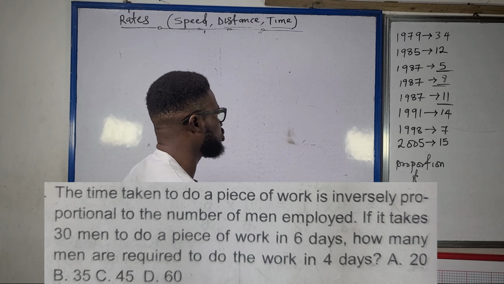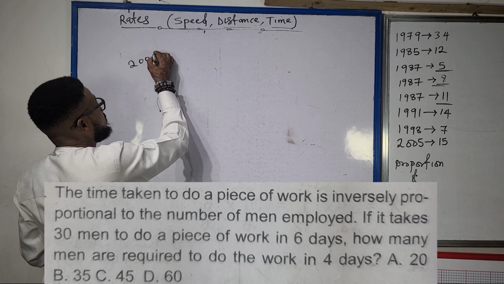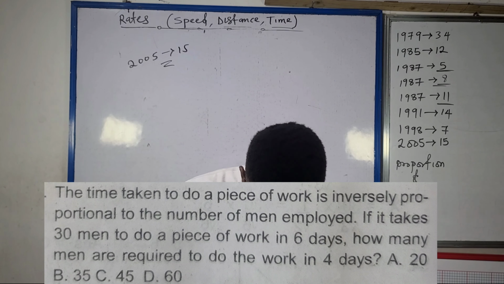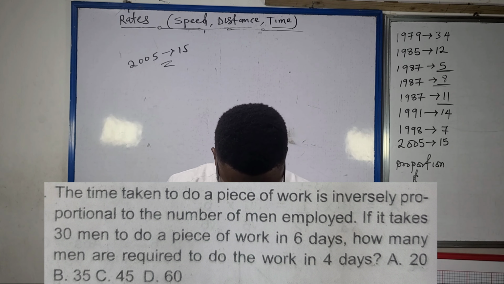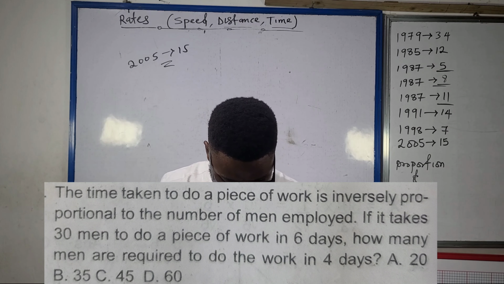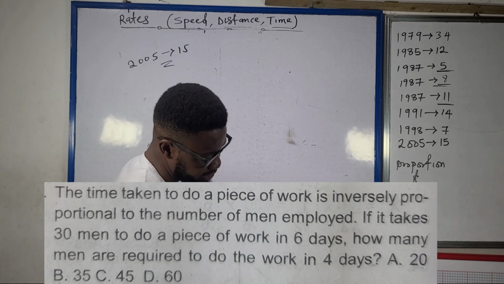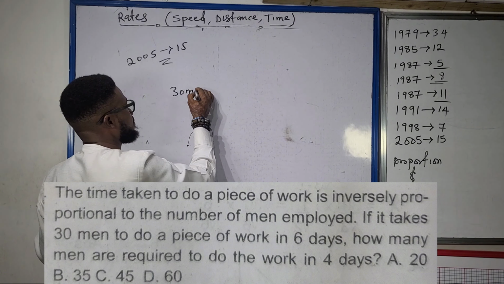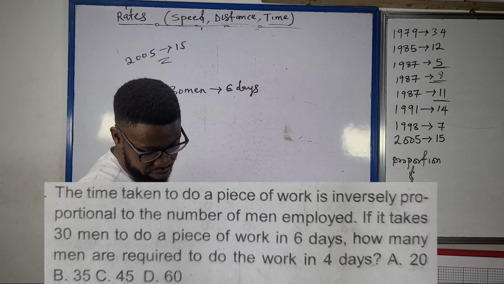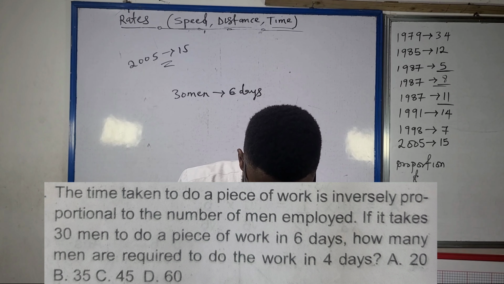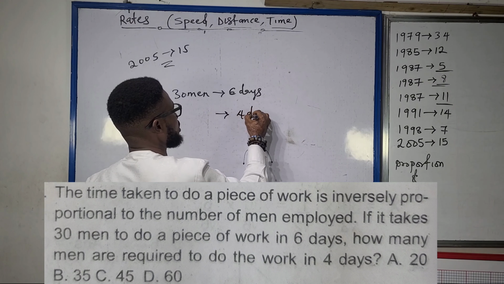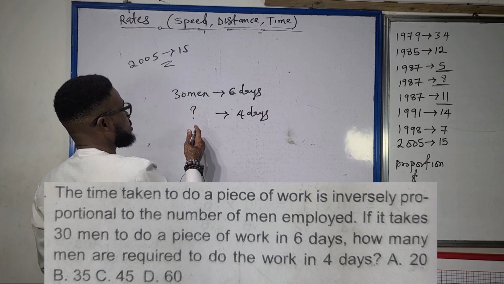The last question is 2005 question 15. As you can see on your screen, it says the time taken to do a piece of work is inversely proportional to the number of men employed. Well, we can leave that for now. If it takes 30 men 6 days to do a piece of work, how many men are required to do the work in 4 days? That's the question, and this is easy.